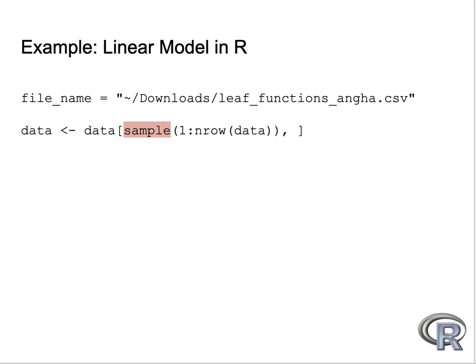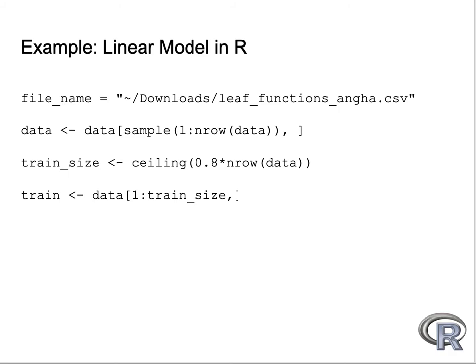It might be a good idea to shuffle the data. You can do it using the sample function, which is readily available in the R standard library. Let's split the data into a training set and a test set. We will separate 80% of the data to form the training set.